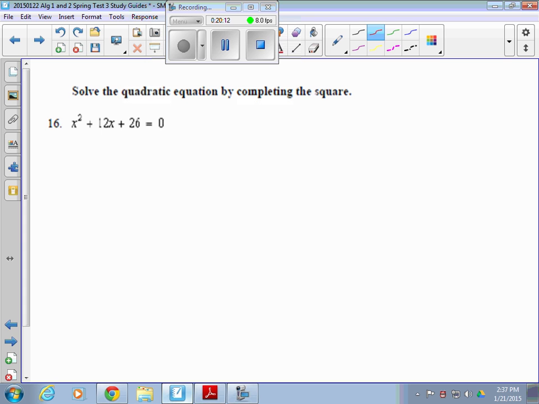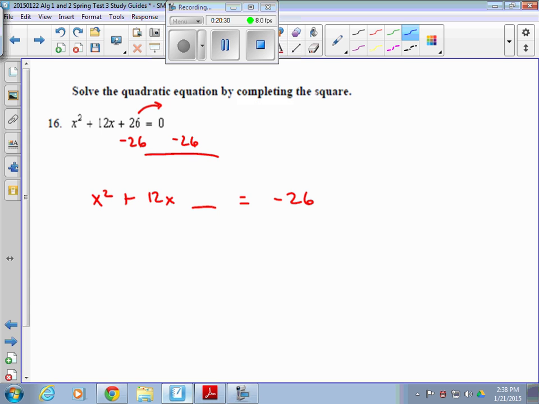Complete the square. So you need to complete the square by finding a new C value. 26 doesn't work. Subtract 26 on both sides. When you subtract 26 there, you have to do it here. X squared plus 12x plus C, our new C, equals 0 minus 26, which is negative 26.